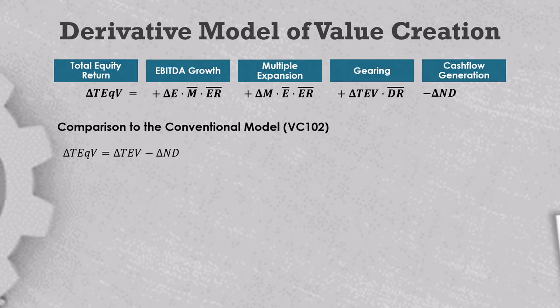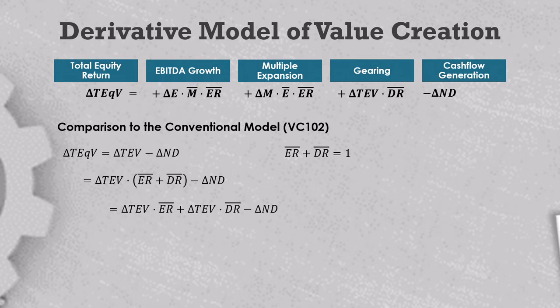However, we can use some of the things that we learned in the last video to change that. For example, we know that over a holding period, the average equity ratio and the average debt ratio always add up to 1. So why don't we multiply delta TEV by 1 in the form of ER plus DR? This gives us 2 delta TEV terms, one with the average holding period equity ratio and one with the average holding period debt ratio.